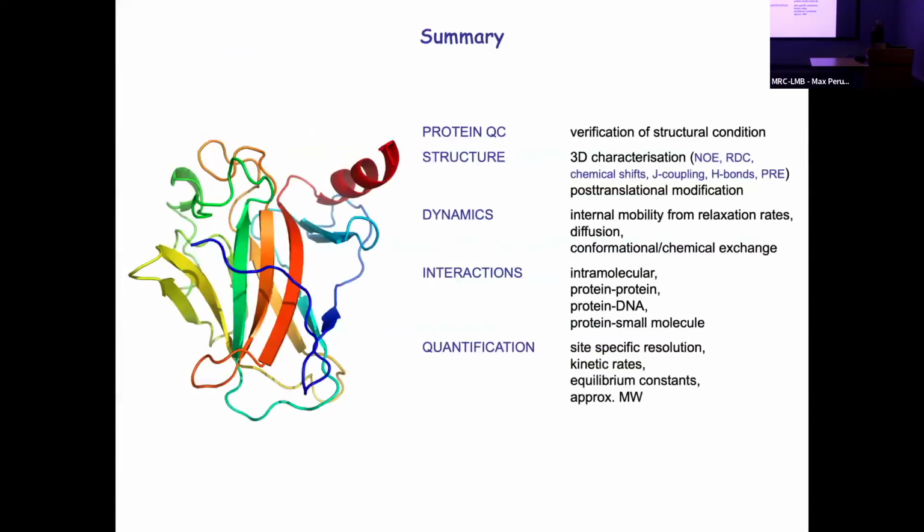So that's the end. It's just a summary slide to say we get a protein quality control check when we do all of our studies, so we know if the protein's gone off. We can do structure and dynamics and molecular interactions. You're looking at protein-protein. Also, we do some nucleic acid work and some small molecule work as well. And we can get out biophysical rate constants.